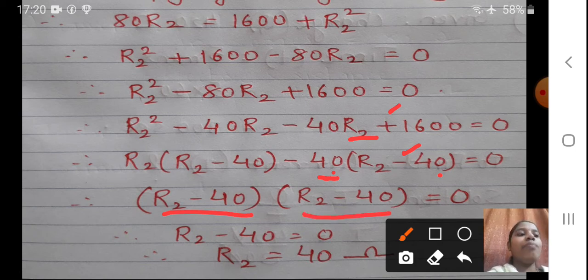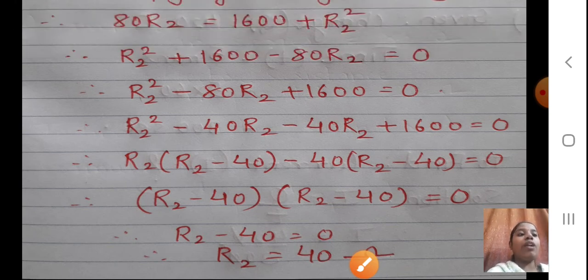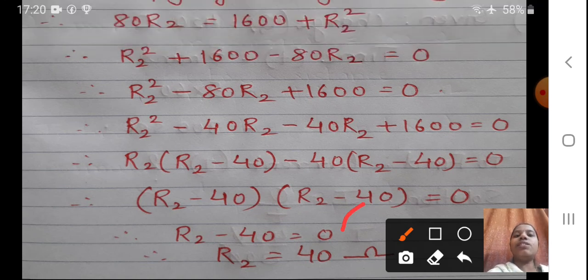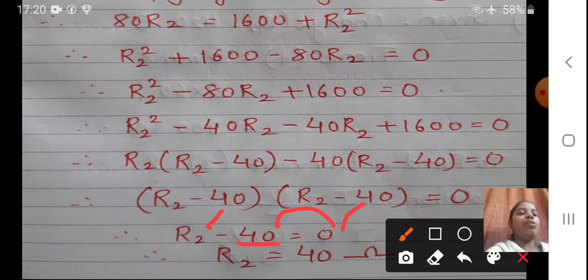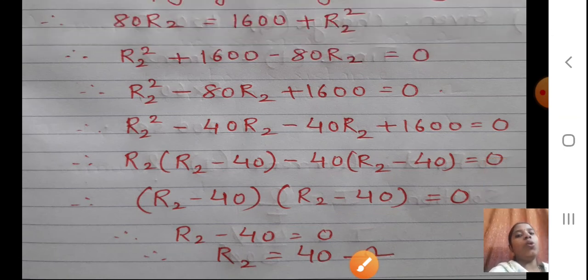So both are the same. So can I take it once? Yes, I can take it once. So I have taken R2 minus 40 is equal to 0. Can you see this step what I have taken? Once only I took. So if I want to find R2, this minus 40, when it goes to this side, will become plus 40. So what is the value for R2? I am getting 40 ohms. Did you understand till here? You solve this equation, you will understand when you do it on your own.